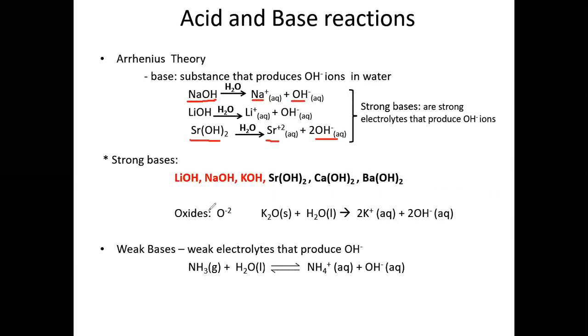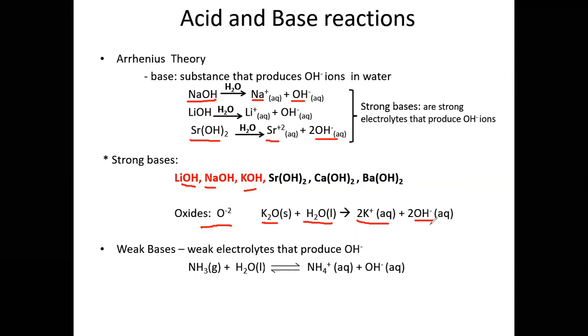Now, another type of strong base besides hydroxides are oxides. So when you have an oxide like potassium oxide, you put it in water, it forms hydroxides. So the oxides and their corresponding hydroxides are all strong bases. So again, to repeat, when you put oxides in water, they form hydroxides. So they'll be considered a base as well.